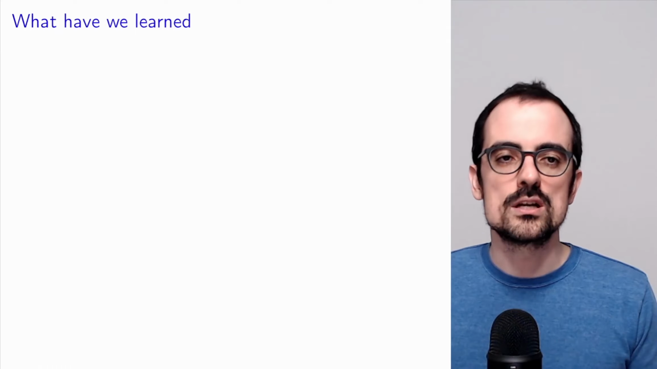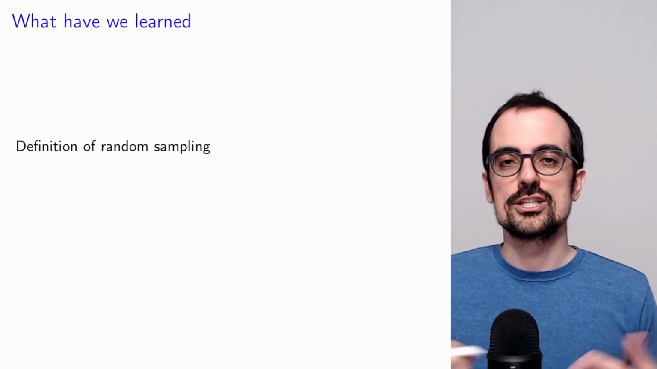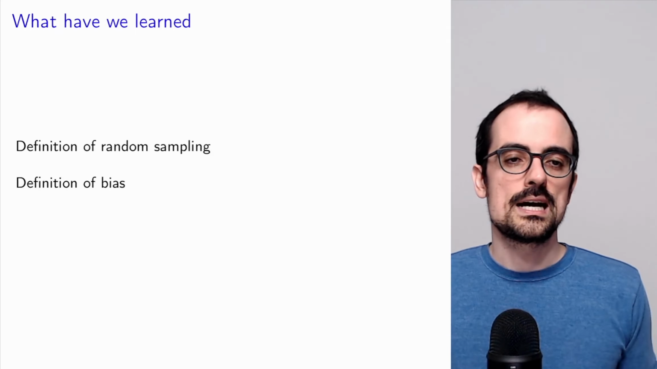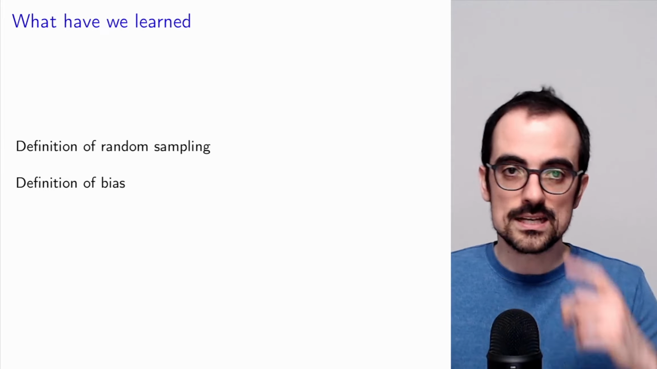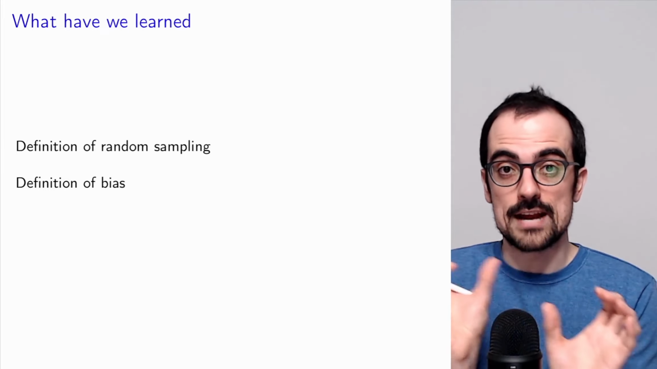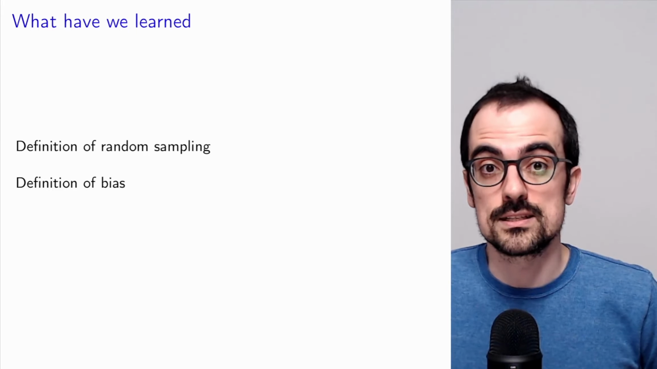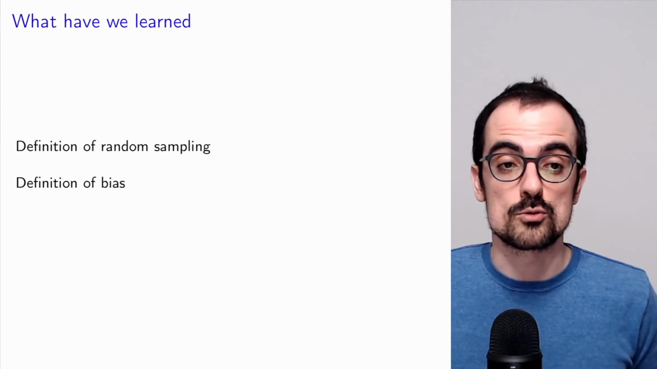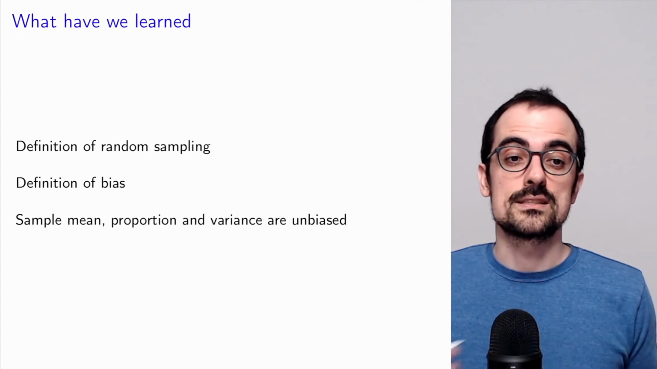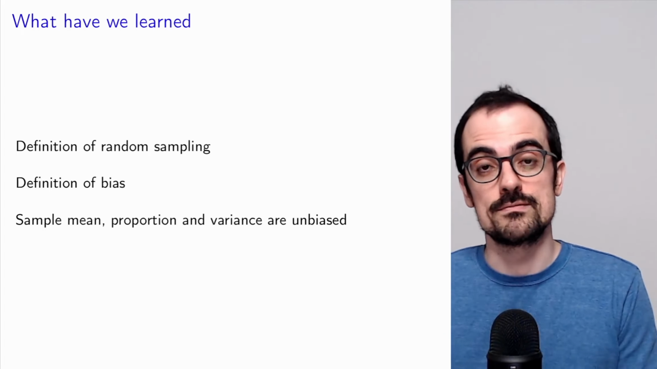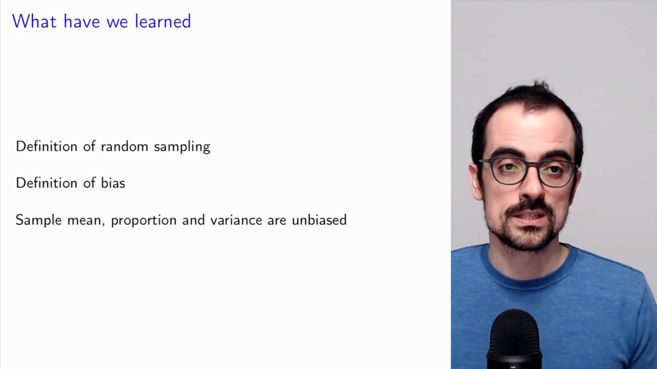Okay, so what have we learned? We have learned the definition of random sampling, and we have learned the definition of bias, which is, if you want, the average error that we're making. Where is this distribution of estimators centered when we compute them from random measurements? And we've seen that the sample mean, the sample proportion, and the sample variance are all unbiased.